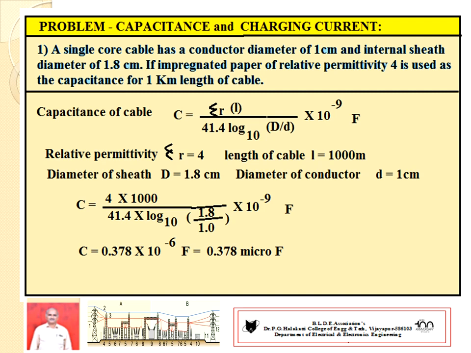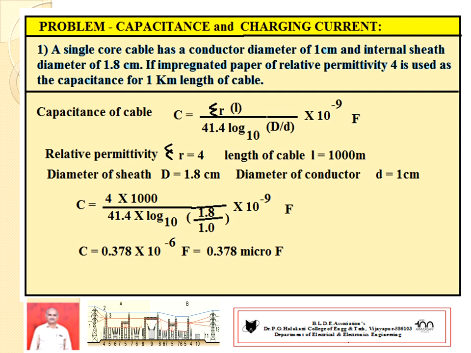Similarly, we have to see some problems on calculation of capacitance and its charging current. A single core cable has a conductor diameter of 1 centimeter and internal sheath diameter of 1.8 centimeter. If the impregnated paper of relative permittivity of 4 is used as insulation, find the capacitance for 1 kilometer length of the cable.